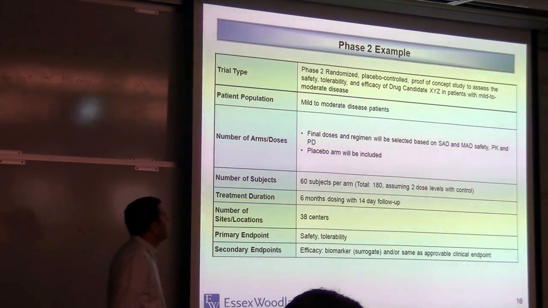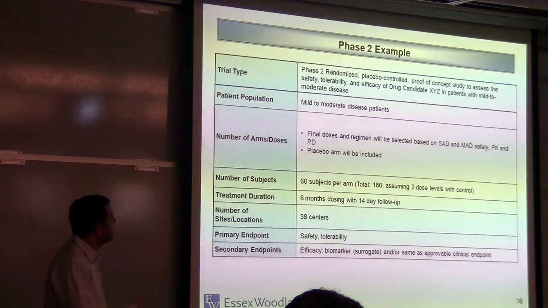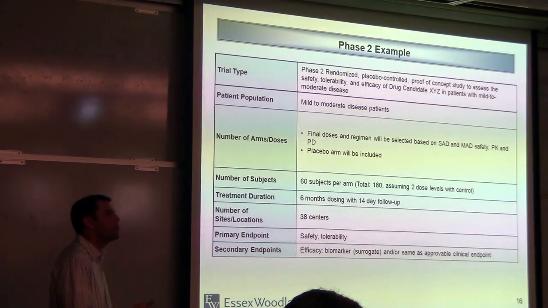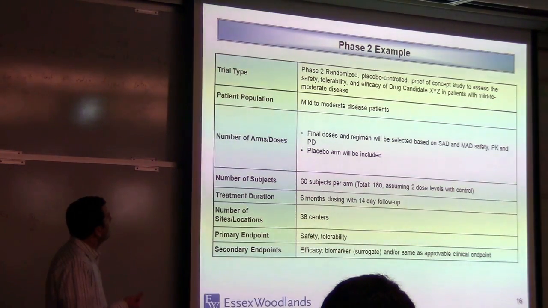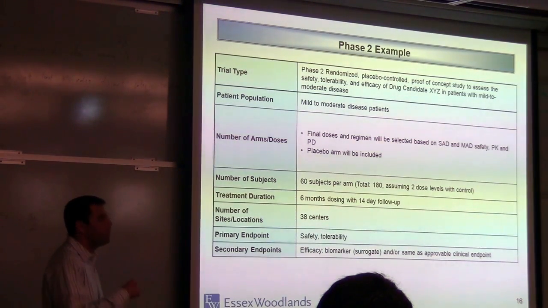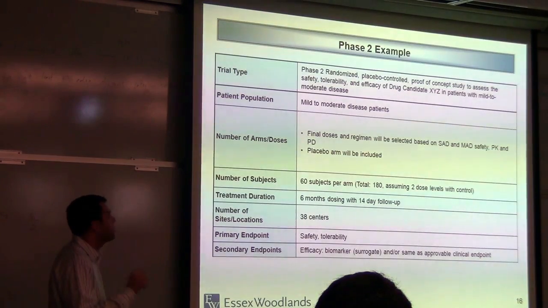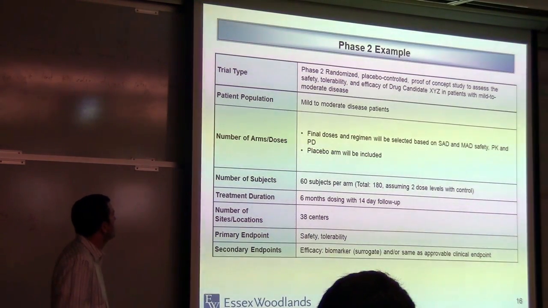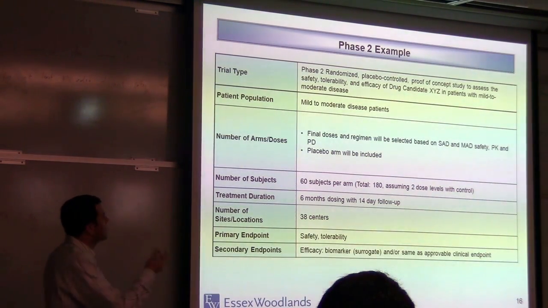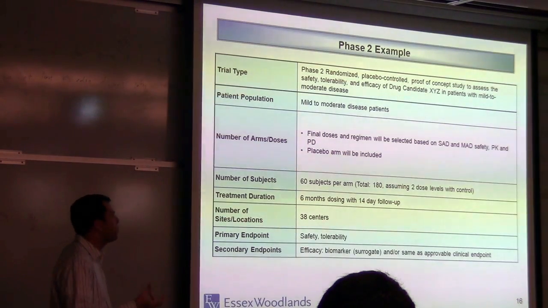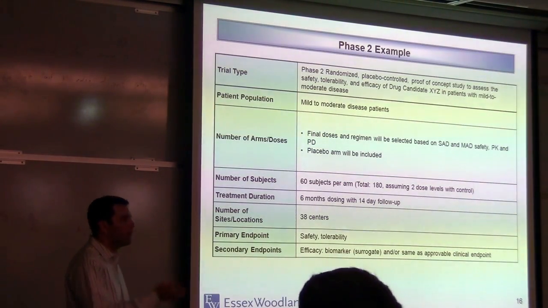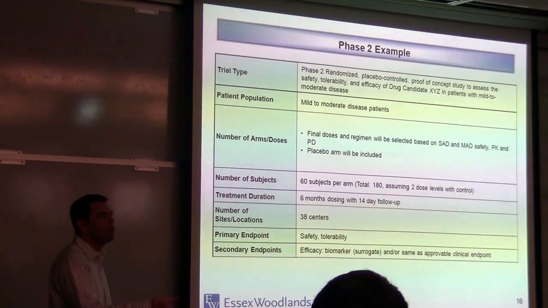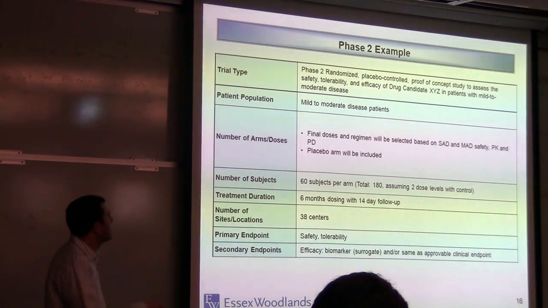Okay. So an example of a phase 2 study: you're randomized, placebo-controlled. Here's your proof of concept. You're going into patients and doing your proof of concept. You're assessing safety, tolerability, but this time you're also assessing efficacy. You're taking in your patient population of interest. An example here is for some disease state, you're targeting more mild to moderate patients. Your final doses are going to be based on what you saw in your SAD and MAD studies, and depending on what you saw, you're going to determine your optimal doses for phase 2.